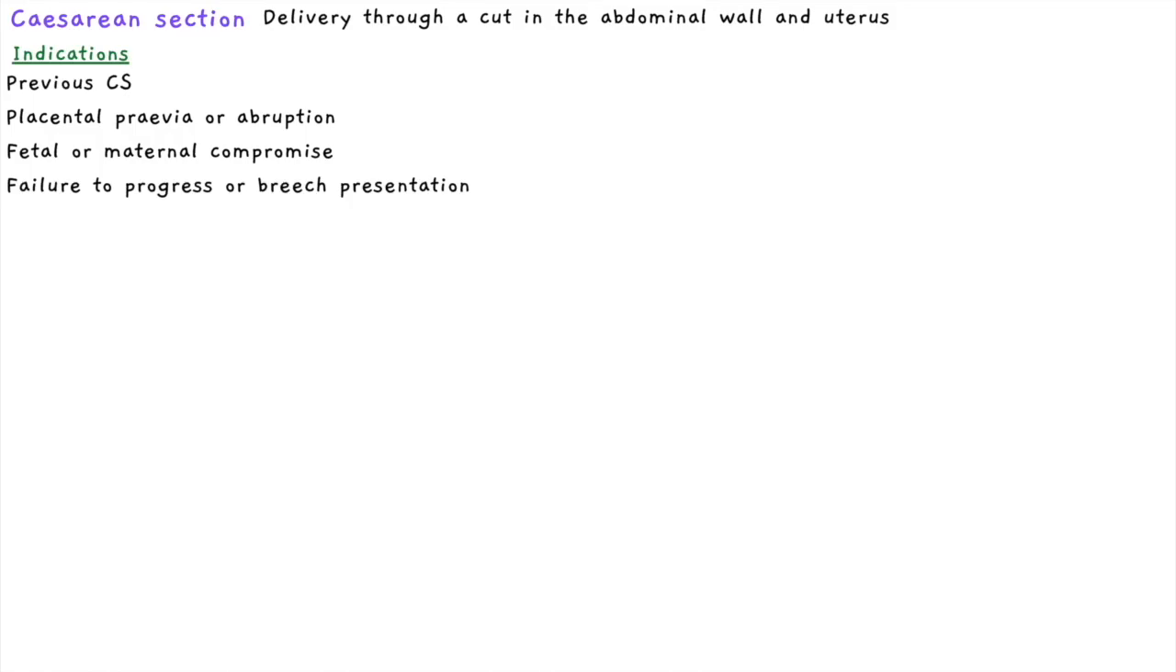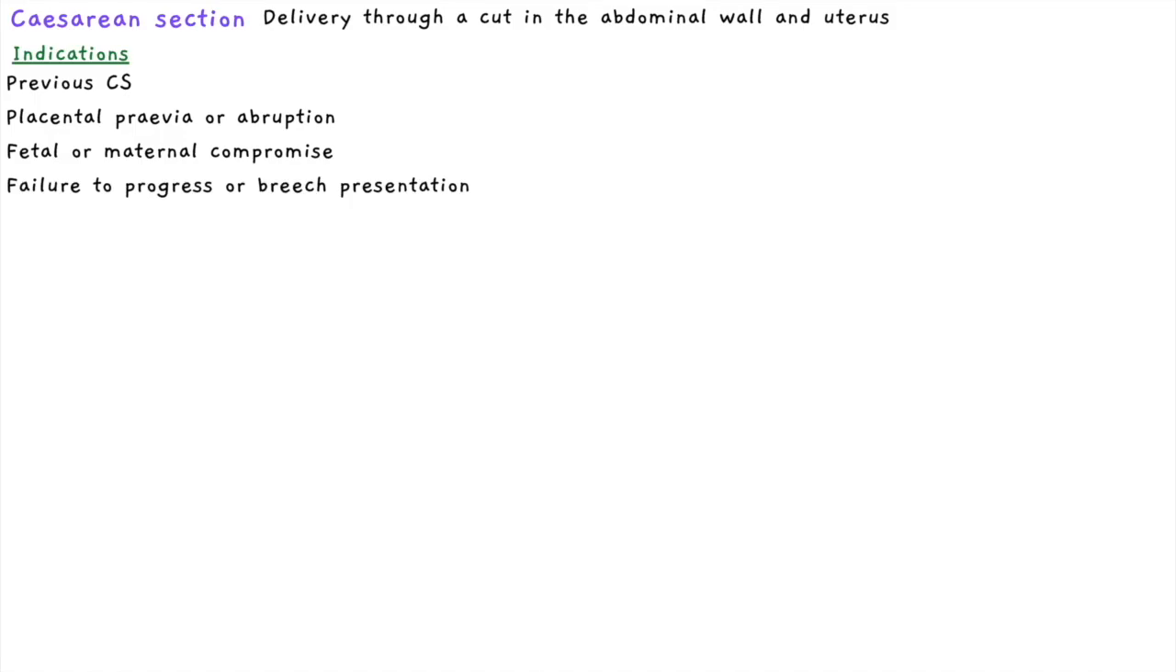Common indications include previous C-sections. So once you've had a C-section, it is highly recommended to not have a vaginal birth because the scar from the previous C-section on the uterus could rupture with the increased pressure of contractions associated with a vaginal delivery.